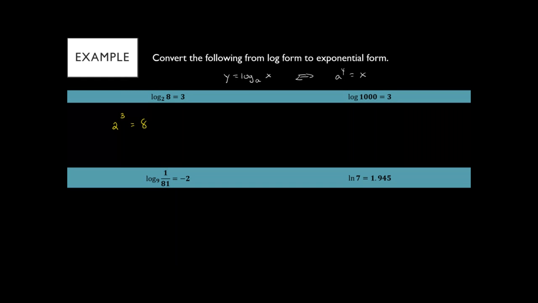Now, on the right here, I have log of 1,000 equals 3. If there's no number written underneath the log, we assume it's base 10. So a is equal to 10. So this is going to be 10, and then whatever it's equal to is always the exponent. So it's 10 to the third power is equal to 1,000. So what it's equal to becomes the exponent, the number that's underneath the log is the base, and the third number is just what's left over.